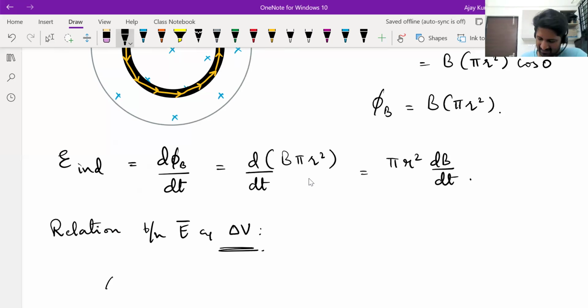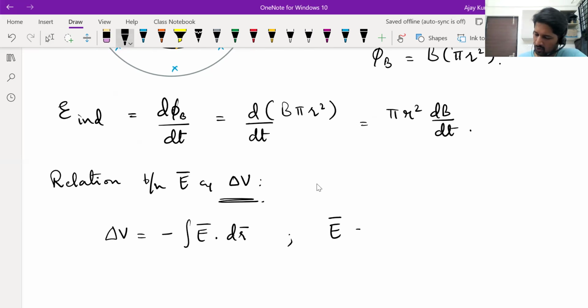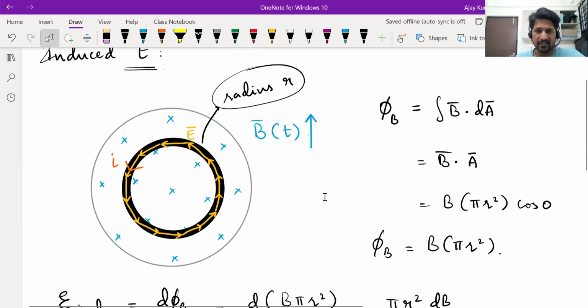Okay. Delta V is minus integral E dot dr. That is how you get potential difference from electric field. Reverse, if you want electric field from potential difference, it is minus dou V by dou R. Fine. Our aim now is to derive the expression for this electric field.